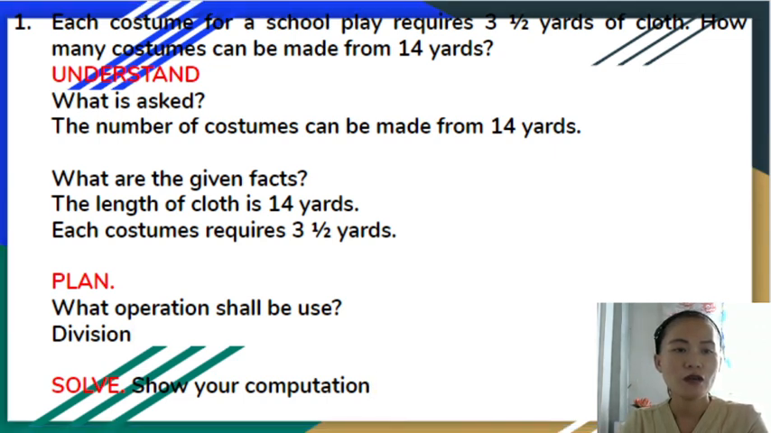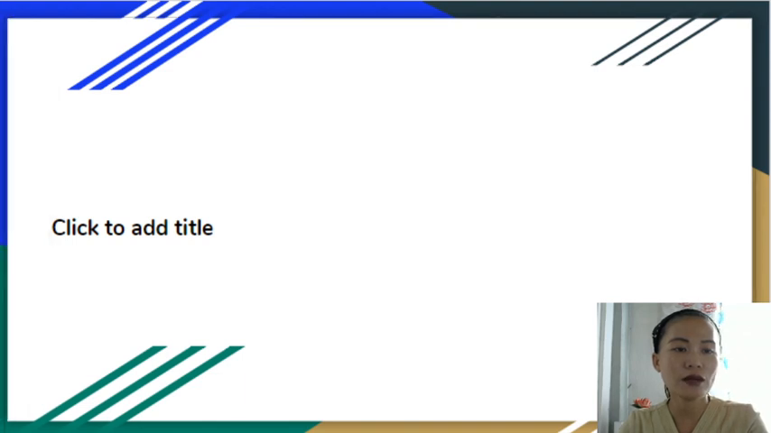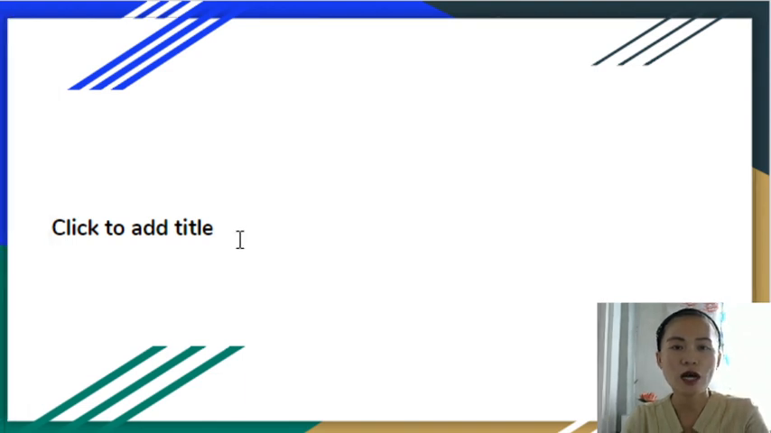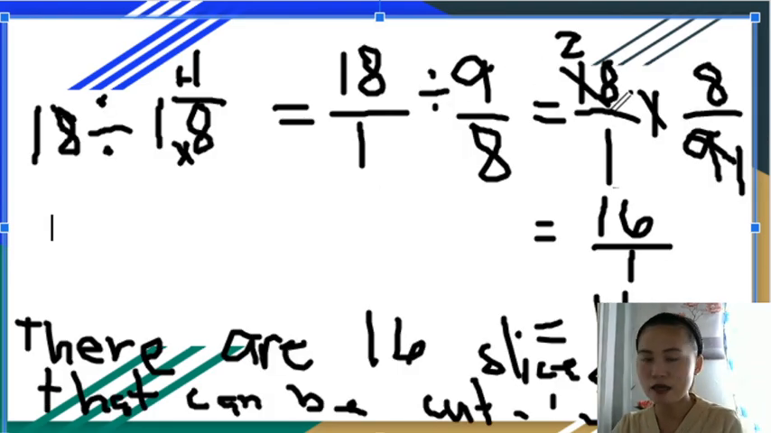Okay, so you have to create the given word problem. Pakita natin yung solution. Okay, so how are you going to do it? Kagaya din ng process na ginawa natin kanina. So, just like what we did a while ago, ganun din ang gagawin ninyo. So always remember, again, if that is a word problem, you have to analyze very well for you to come up with the correct answer.